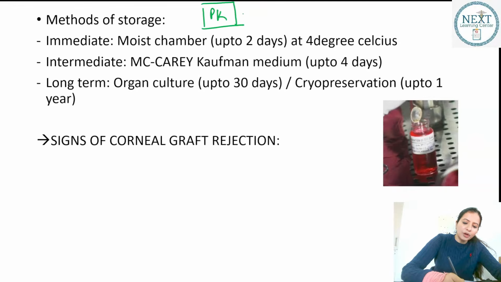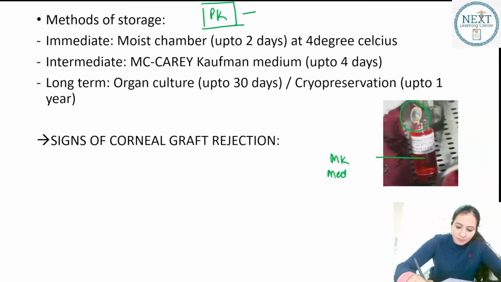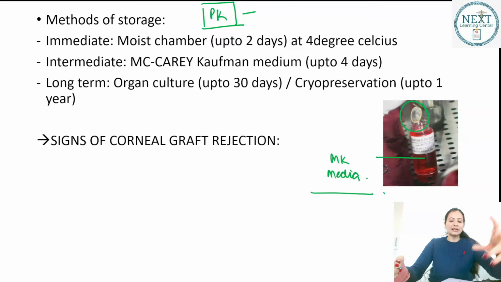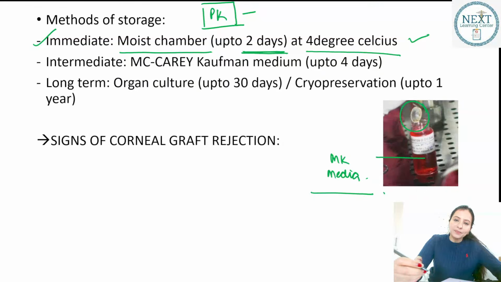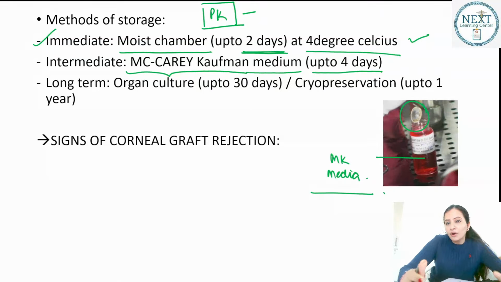I told you what you do is you replace the patient's cornea with the donor cornea. Now what is the donor cornea? This is how the donor cornea looks. This is your corneal button. How will you store this? This is your MK media, that is McCarey-Kaufman media. For immediate storage, it can be in the moist chamber up to 2 days at 4 degrees Celsius, or in intermediate cases you can go for McCarey-Kaufman media, in which you can store up to 4 days. But if you want to store cornea for the long term, you can go for organ culture or cryopreservation.